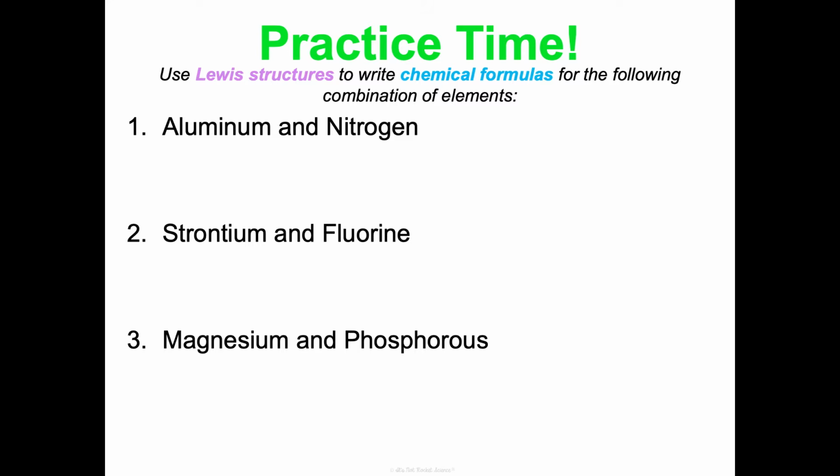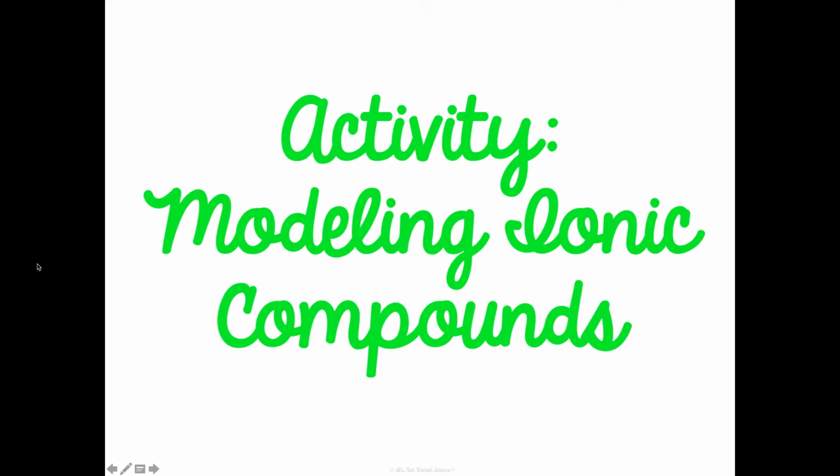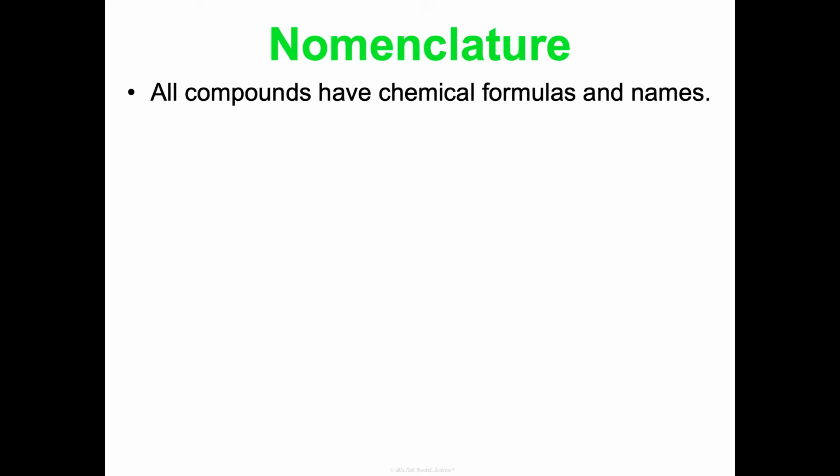Okay, now I want you to try this on your own in your notes. I want you to do aluminum and nitrogen, strontium and fluorine, and magnesium and phosphorus. And then we are going to pause and do a little activity where we're going to model ionic compounds so you can help visualize this a little better. But for the sake of the notes, we're going to move forward and start talking about nomenclature.